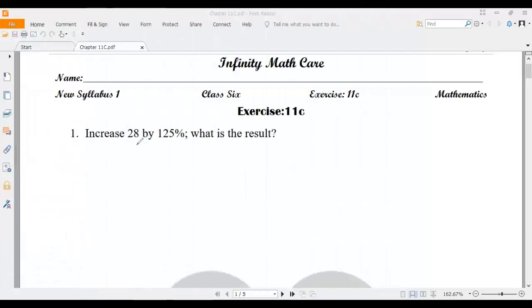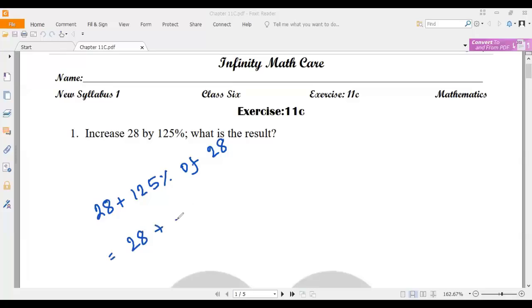Question 1 says increase 28 by 125%. So what will be the result? 28 plus 125% of 28. Okay. So 28 plus 125% means 125 by 100.